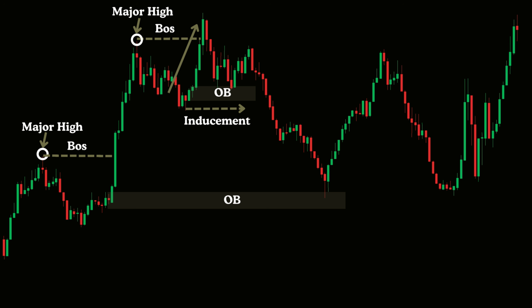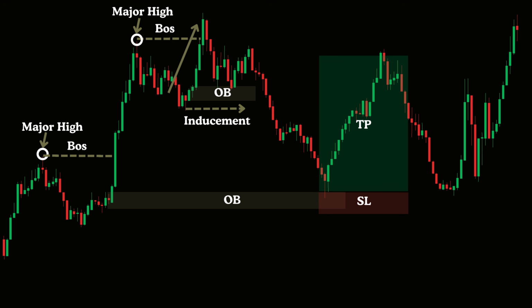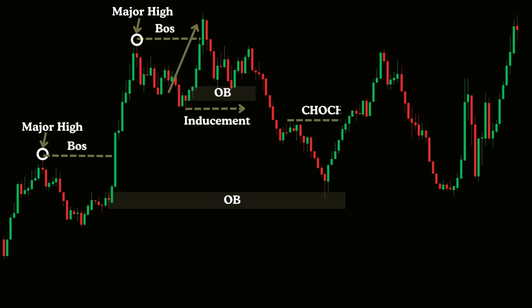As we progress, the price does eventually tap into our valid order block, reacts positively, and begins to push higher. This is a textbook example of a high probability long entry. Later, we observe a change of character, CHOCH, as the market breaks below a key structural point.